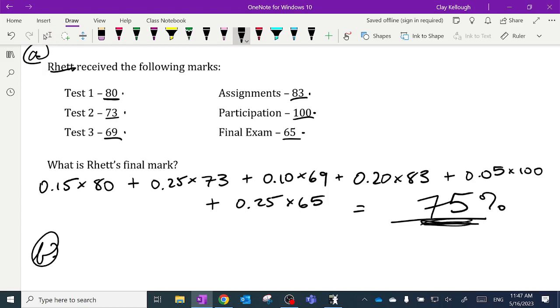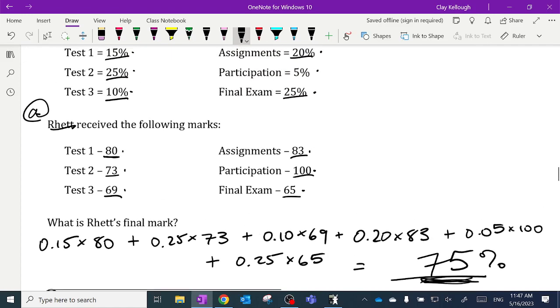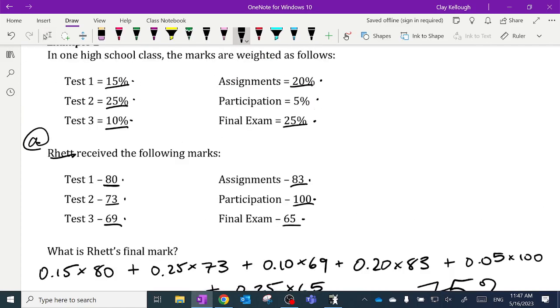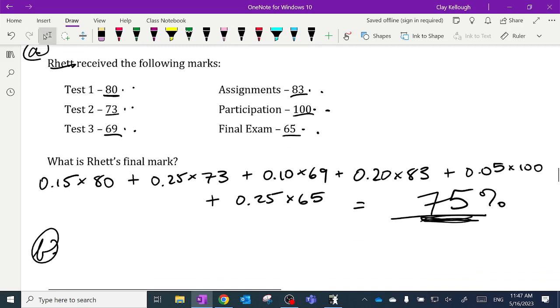You can either keep this mark, or instead of all of these weights, I make test 1, 2, 3, assignments, participation, and exam, all worth the same amount. Nothing's weighted, everything's equal. But I'm not letting you touch your calculator. You got to decide right now. Is that a better deal? Will you beat 75? What do you think?